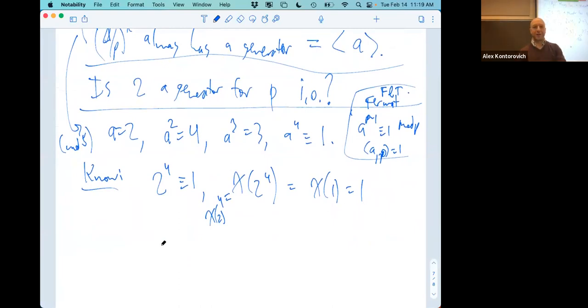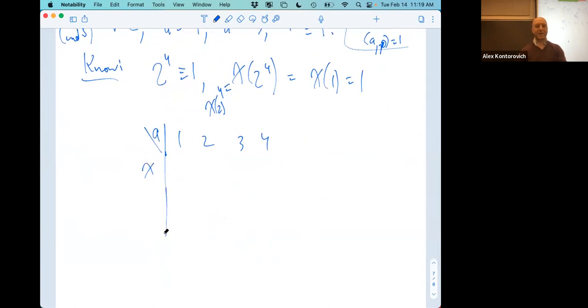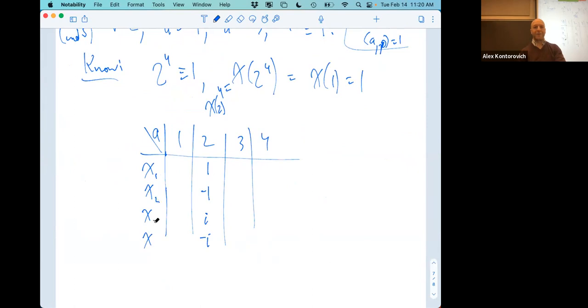Here are the elements A: 1, 2, 3, and 4. The character chi can give any of the 4th roots of unity to 2, so it can give 1 or -1 or i or -i. Those are the possible values at 2, and of course those will all be distinct characters. Let's call them chi1, chi2, chi3, chi4. They're all going to give 1 to the identity.